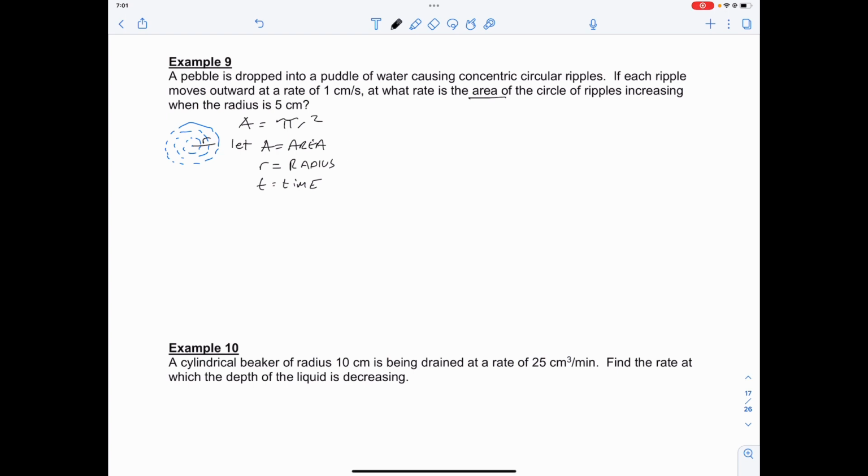And this is where A and R have to be greater than 0. And like in all of our previous examples, time has to be greater than or equal to 0. We also know, based on what we see here, that the radius is moving outwards at 1 centimeter per second. So we call that dr over dt is 1 centimeter per second. And we know that we're solving for when the radius is 5 centimeters. And we're trying to find the change in the area over time, dA over dt.